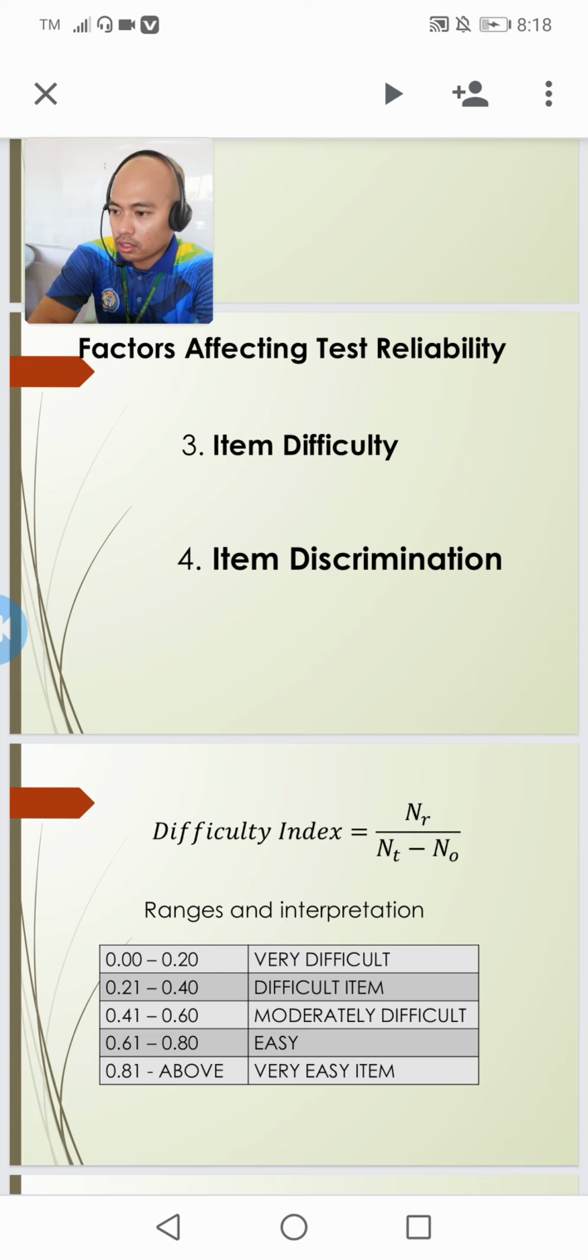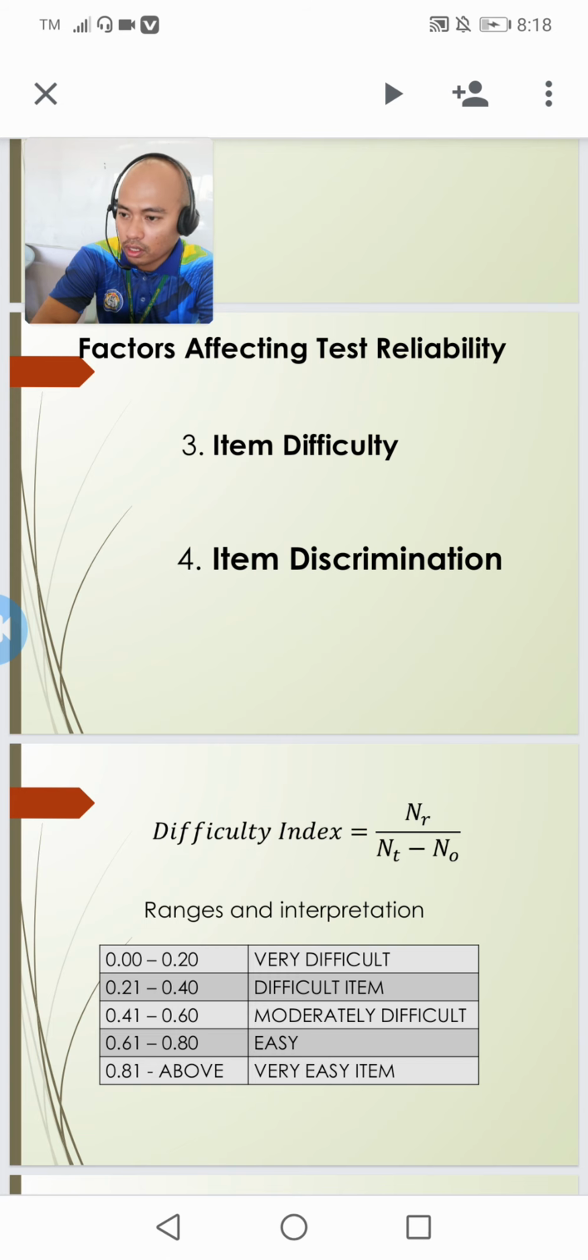Now take note, guys, that tests composed of items of moderate or average difficulty, ranging from 0.30 to 0.70, will have more influence on reliability than those composed primarily of easy or very difficult items. So what we want is at least to have a moderate difficulty in a given item. That should be considered when we are looking for the difficulty indices of the items in our classroom tests.